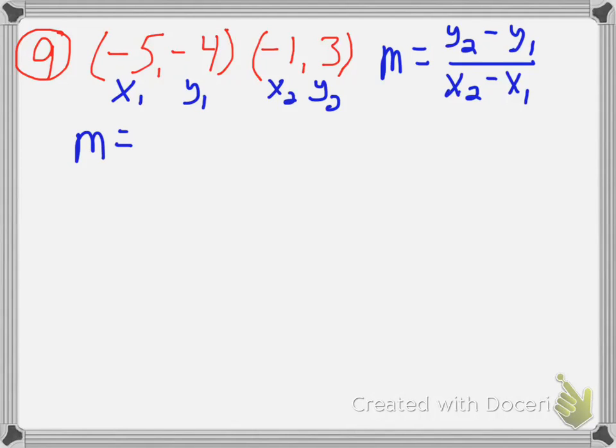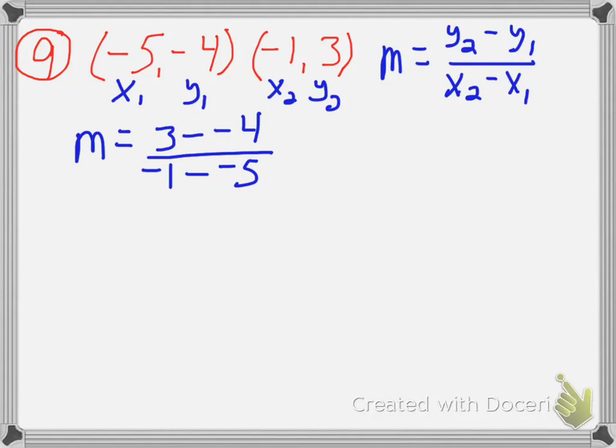So we're going to say m equals, my y2 is 3, minus my y1 is negative 4. Make sure you get the y's with the y's and the x's with the x's. My x2 is a negative 1, minus my x1, so minus a negative.